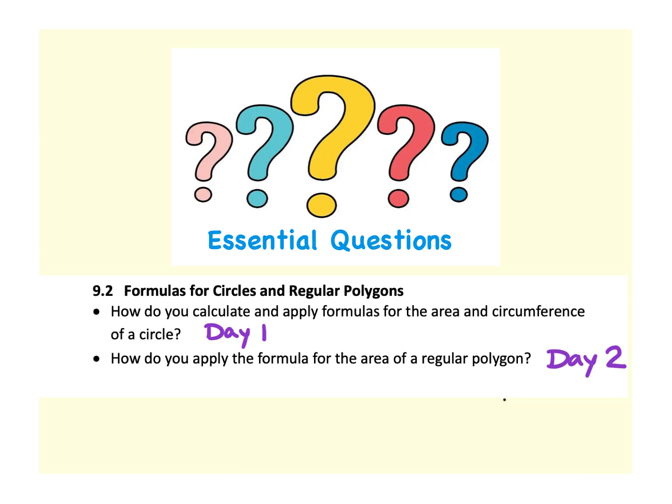In this video, we're going to be looking at the second half of lesson 9.2. And in this video, we'll focus on that second essential question, which is how do you apply the formula for the area of a regular polygon? In the previous lesson video, we talked about how to calculate the area and circumference of a circle. If you didn't get that part of your notes done, go back to the 9.2 day 1 video.